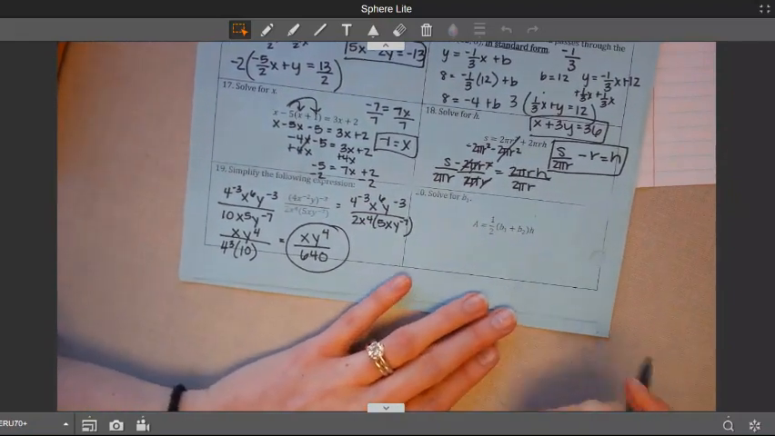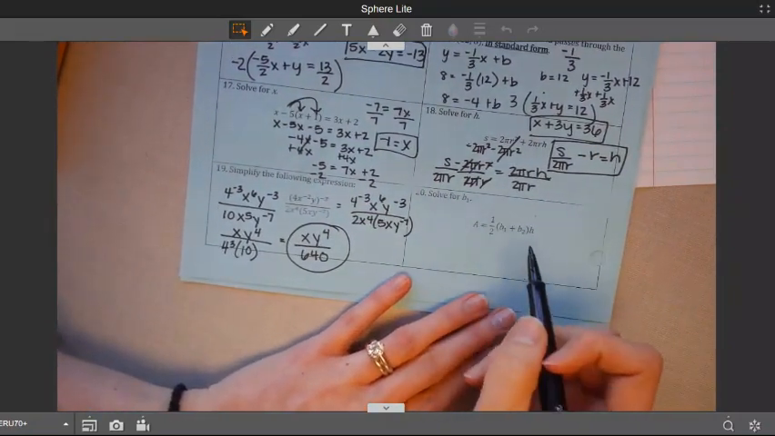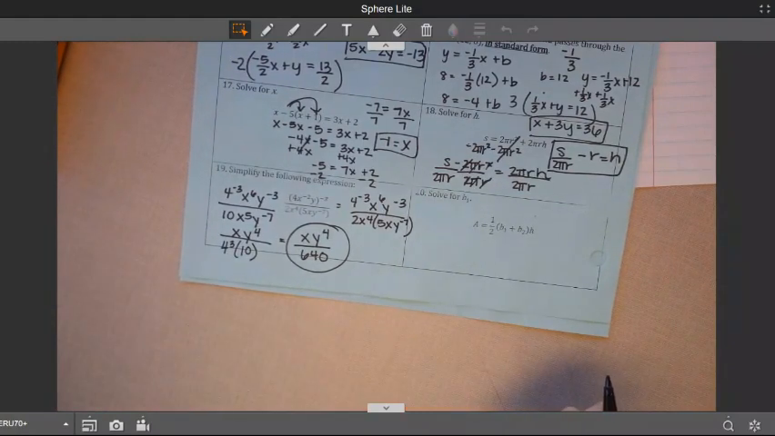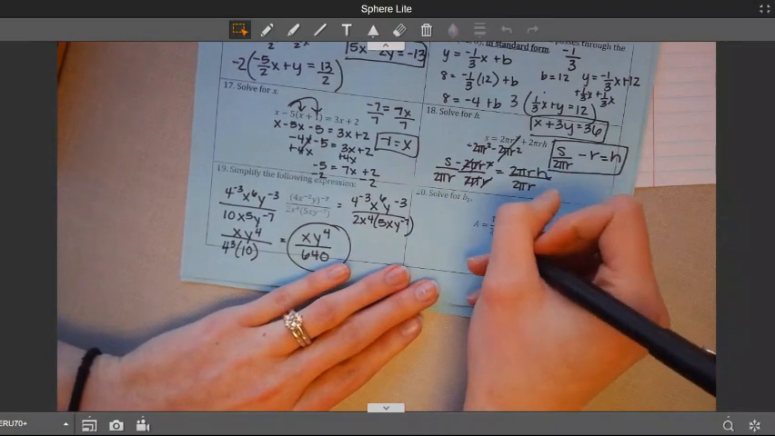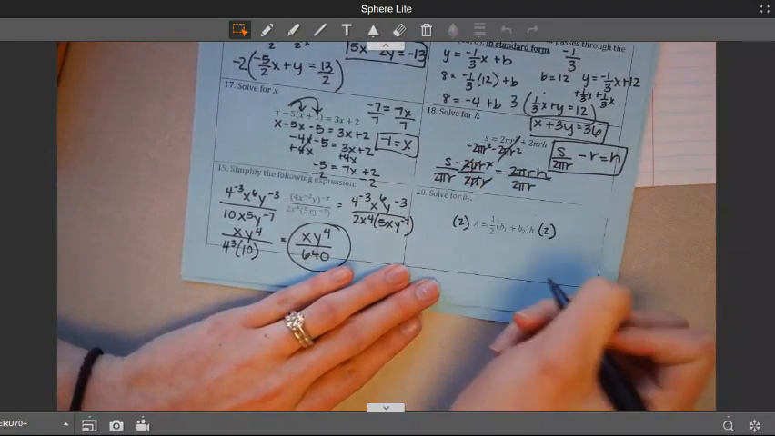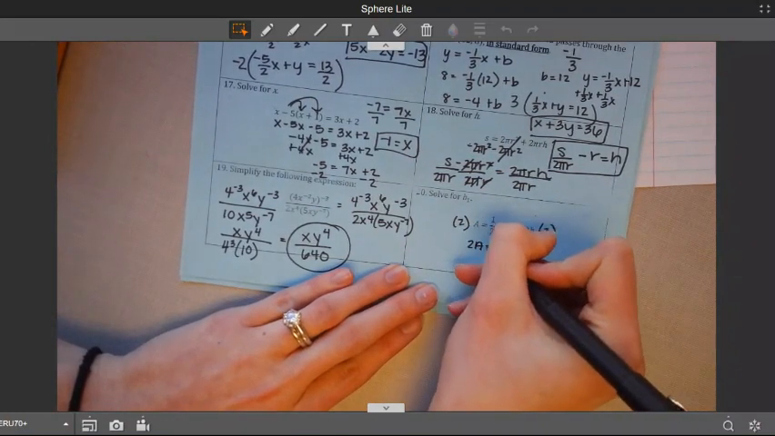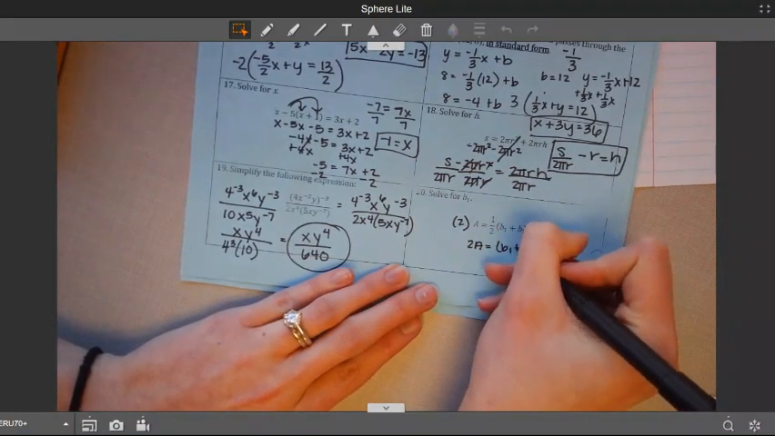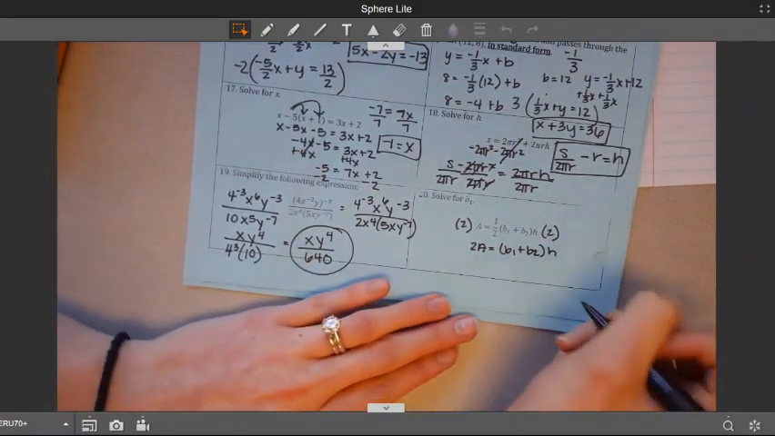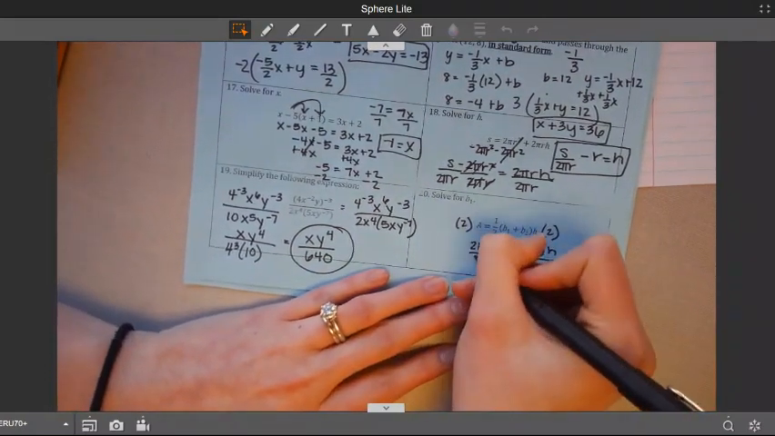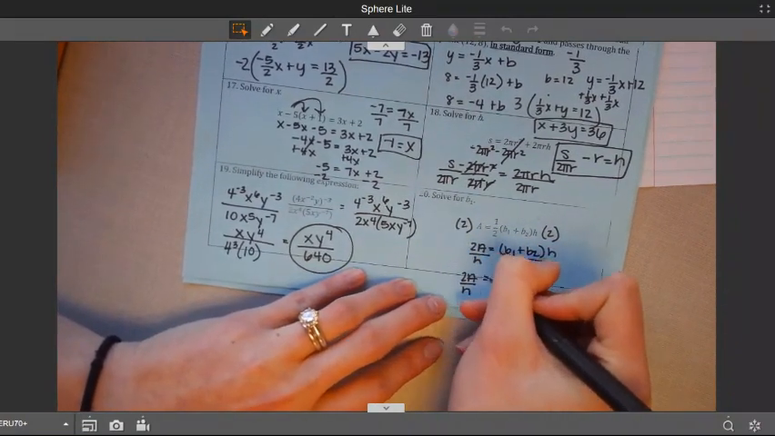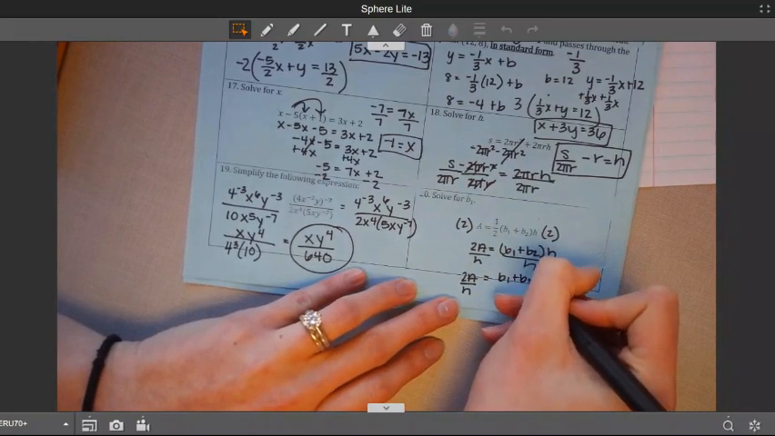And last but certainly not least, it says solve for base 1. Well, currently 1/2 and h are being multiplied by base 1 inside the parentheses. So first things first, I'm going to divide by 1/2 or multiply by 2, which is the reciprocal. So I get 2a is equal to base 1 plus base 2 times the height. Now to get rid of the h, I'm going to divide both sides by h. So I get 2a over h is equal to base 1 plus base 2.